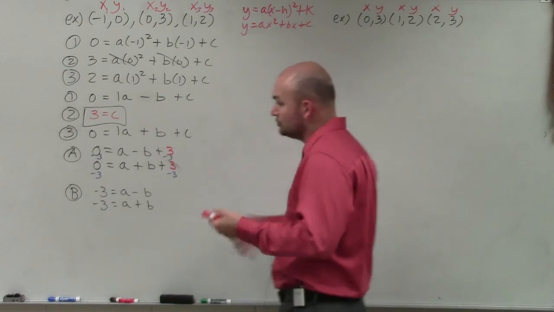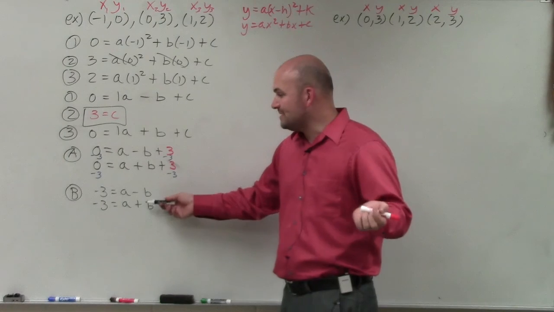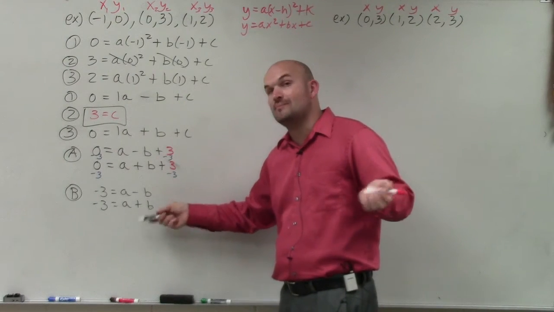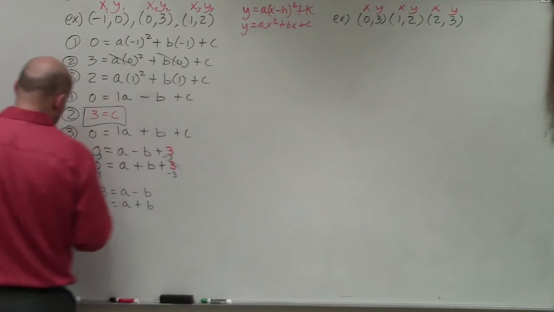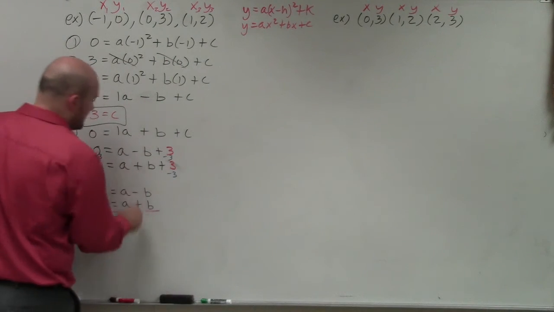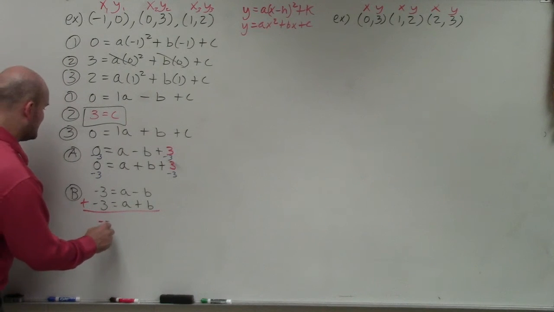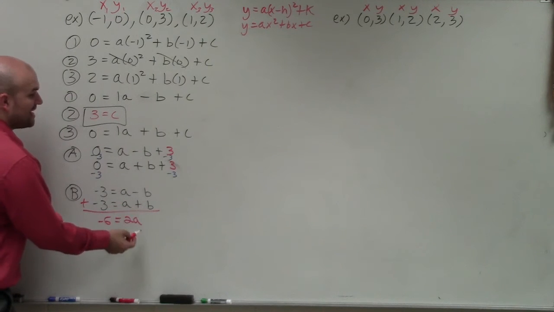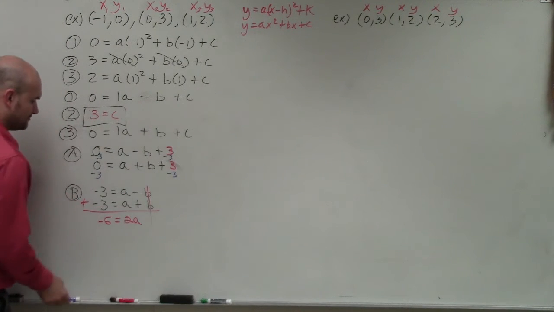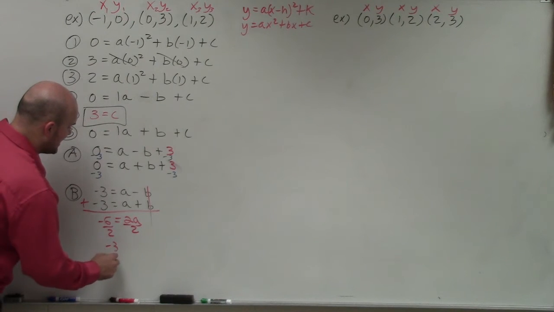You could use substitution. But since I have everything aligned, and I see that a and b both have a 1 but one's negative and one's positive, I can simply solve this by adding the 2 expressions. I'll eliminate the variable b. So -3 plus -3 is -6 equals 2a, and negative b plus positive b is 0b. Then to solve for a, I divide by 2, and -3 equals a.